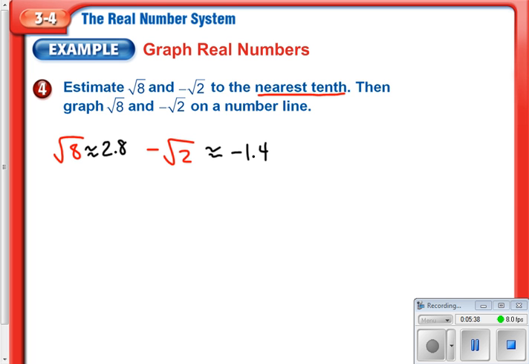Now we need to go ahead and graph these on a number line. So here's your number line. We have 0, 1, 2, 3.